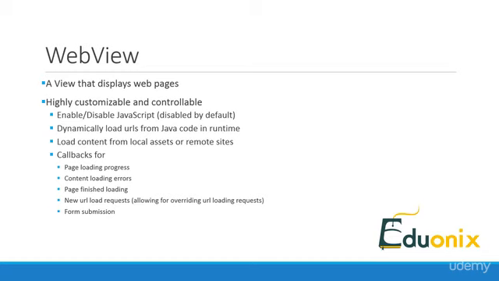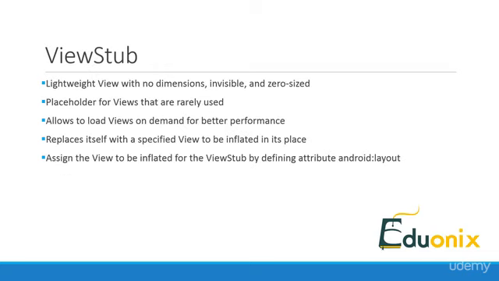By using custom WebView clients or WebChrome clients, we can receive callbacks for web-related events like the progress of loading a web page, when any loading errors are received by the WebView, when a web page has finished loading, when a new URL is requested to be loaded. These requests can then be filtered and denied or accepted by the callback, when a form has been submitted, and much, much more.